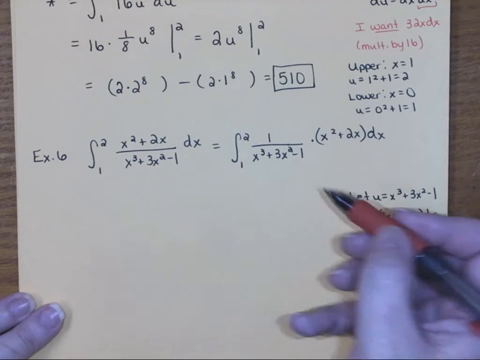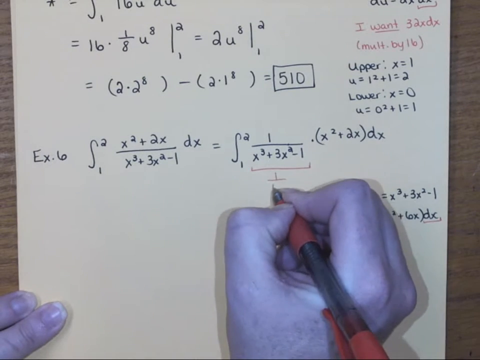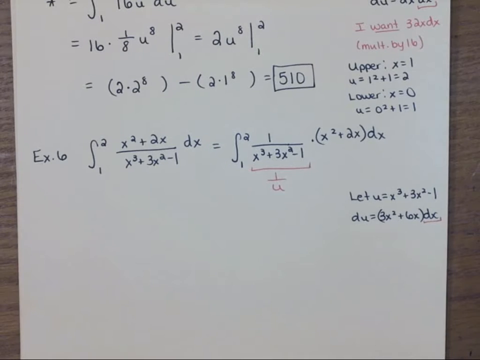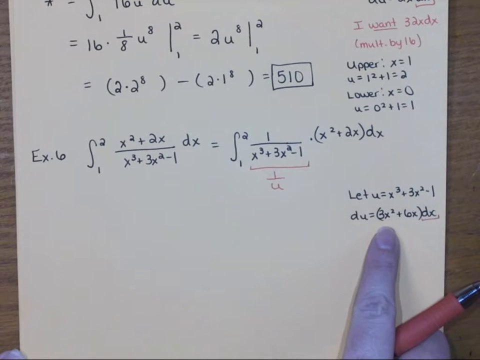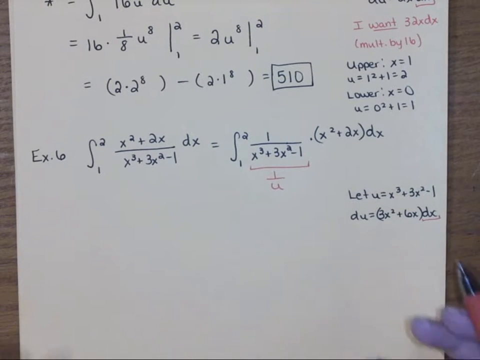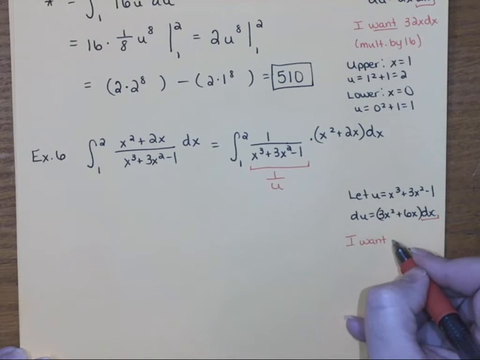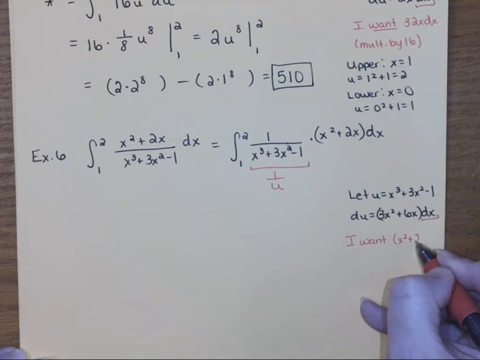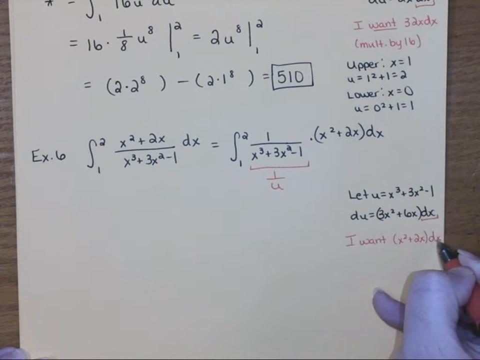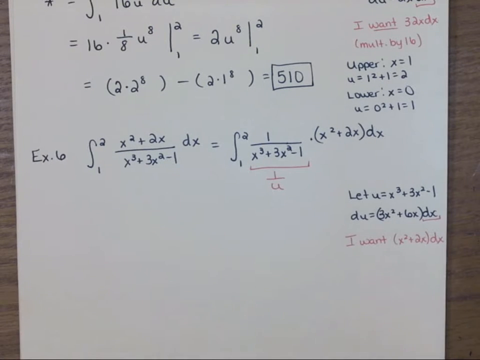So let's talk about what I have. Here I have 1 over u. Hopefully you recognize that as our special case. And here, notice this does not match up. Okay? So notice what I want, right? I want it to be x squared plus 2x dx. But what I have is 3x squared plus 6x.